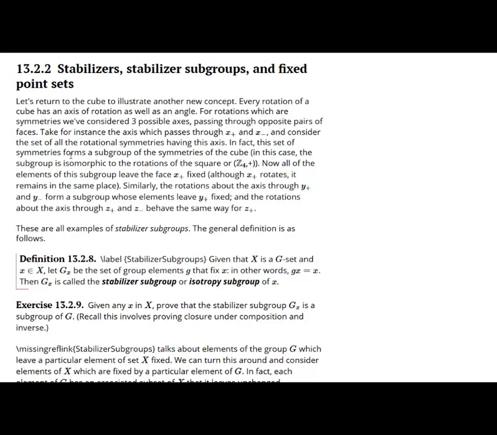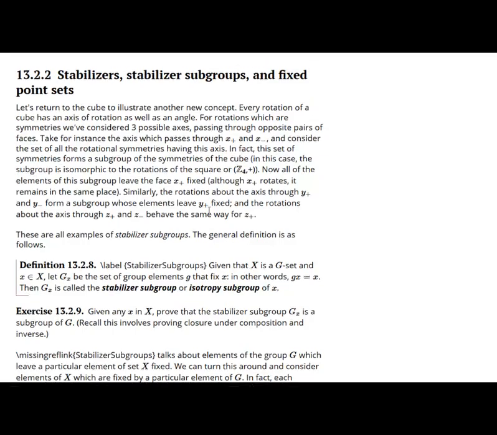In fact, this set of symmetries forms a subgroup of the symmetries of the cube. In this case, the subgroup is isomorphic to the rotations of the square. Can you see that? Let me go through the paragraph and we'll discuss this whole paragraph. Now, all the elements in this subgroup leave the face x plus fixed. Although x plus rotates, it remains in the same place. Similarly, the rotations about the axis through y plus and y minus form a subgroup whose elements leave y plus fixed, and the rotations about the axis through z plus and z minus behave the same way for z plus.